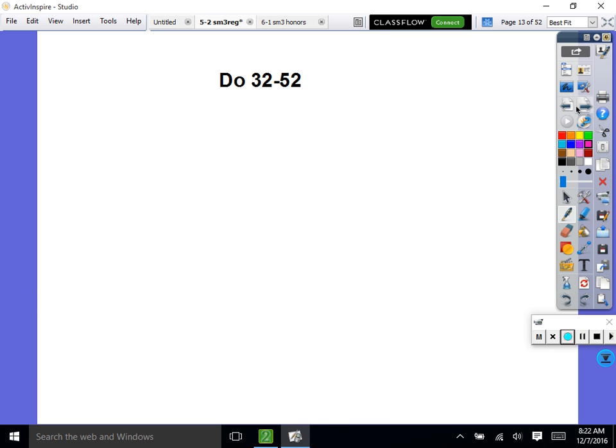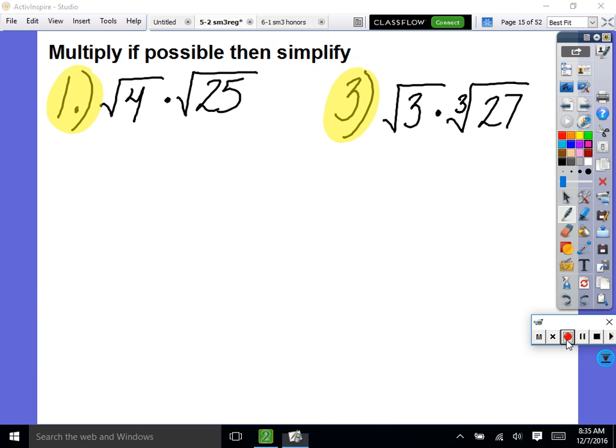Okay, I'm going to give you a second to do 32 through 52. So, we've already learned this stuff. We're just doing more advanced now. So it says multiply if possible, then simplify. We can multiply if two things happen. If we have the same radical, square root, cube root, or if you have the same base, correct? Because then it's just properties of exponents.